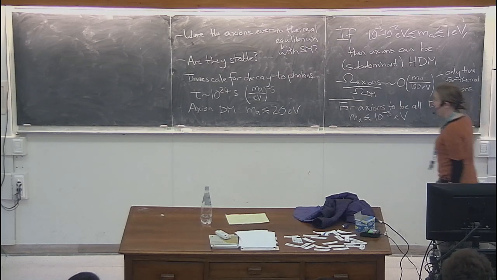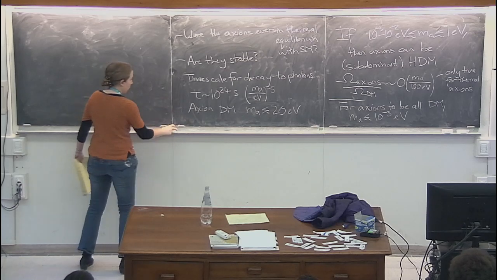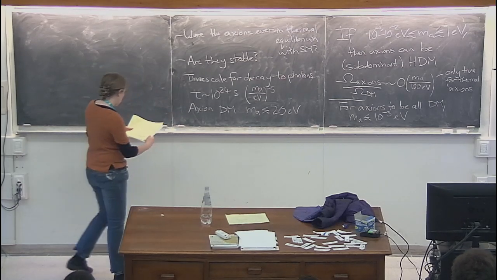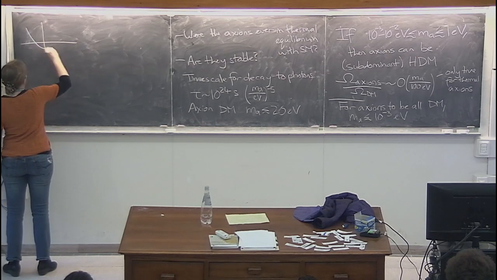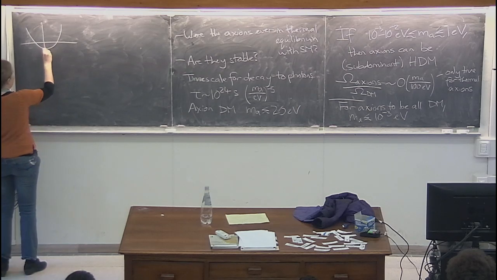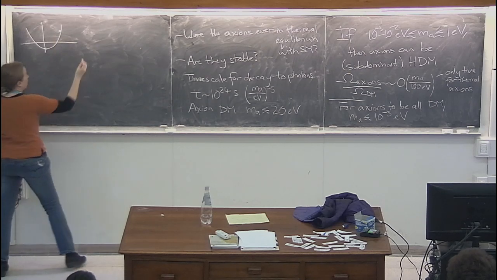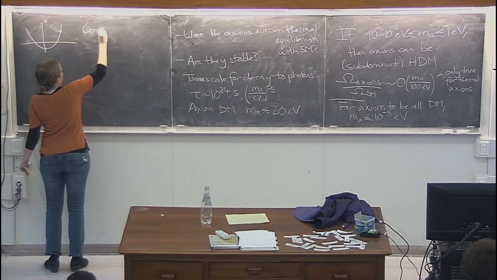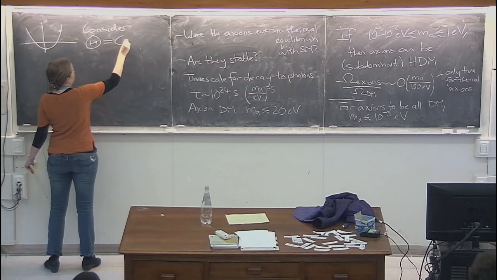Let me draw again the potential that I drew before, zoomed in on this region around the minimum. The picture that we're going to have here is that we're going to consider a classical field, which is the expectation value of this axion field, and I want to know how this field evolves in time and how the energy density stored in this field evolves in time.